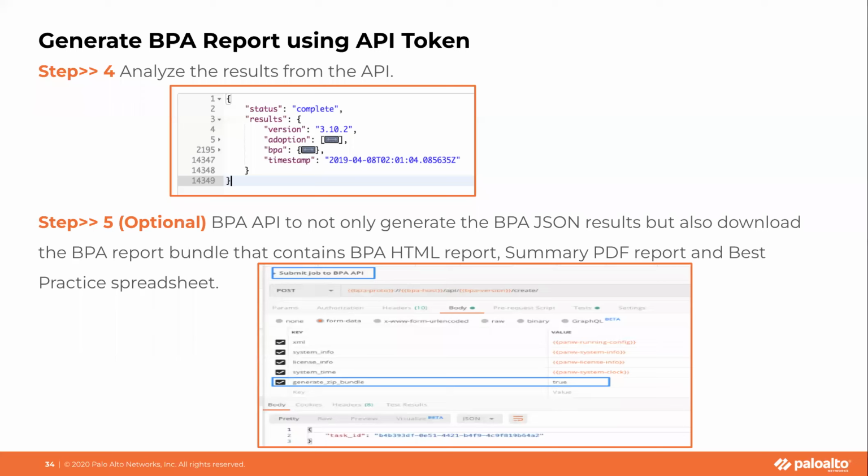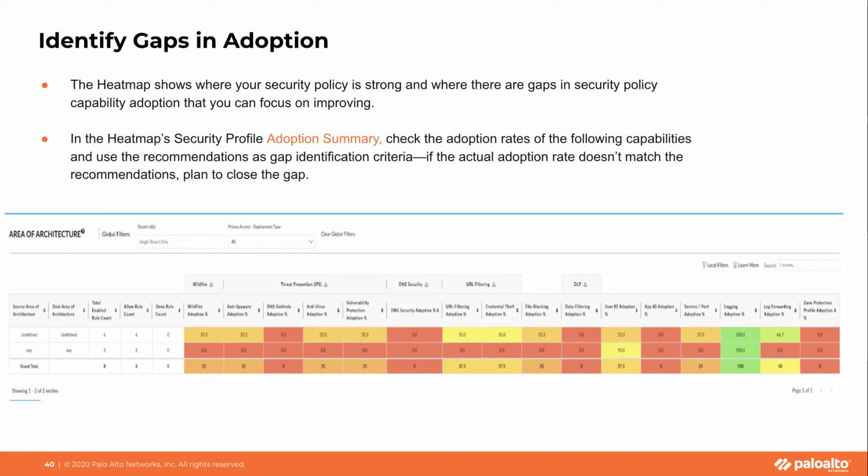You can review this adoption information by device group, serial number, and you can use column filters. In the heat map security profile adoption summary, you can check adoption rates and use the recommendations for the best practices. And if the actual adoption rate does not match the recommendation, then you should close the gap.